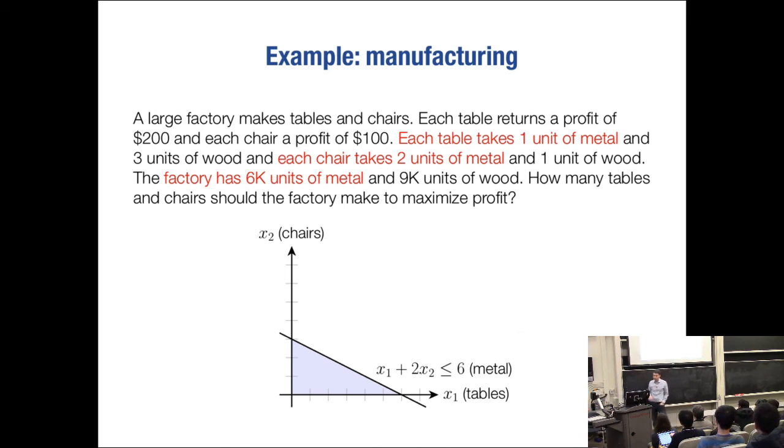We can do the same with the wood side. I hopefully got my coloring here right. Each table takes 3 units of wood, each chair takes 1 unit of wood, and we have 9,000 units of wood. That corresponds to this line here. And we have to satisfy both these constraints, of course, right? We have to have both enough wood and metal. And so now our allowable space of tables and chairs is this blue region here. And that describes the allowable space we have in terms of how many chairs and tables we can make.